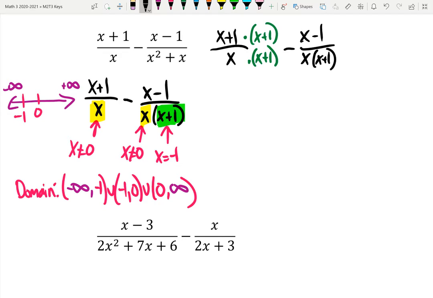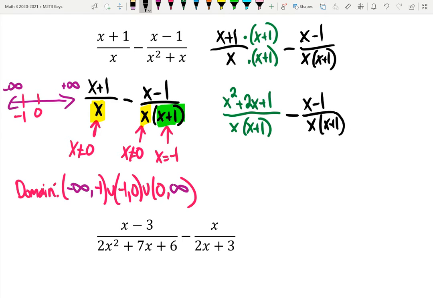This is going to create, well, x plus 1 times x plus 1. I'm going to go ahead and multiply it out. It's going to be x squared plus 2x plus 1. You might want to use an area model if you need to. Minus x minus 1 all over x times x plus 1.